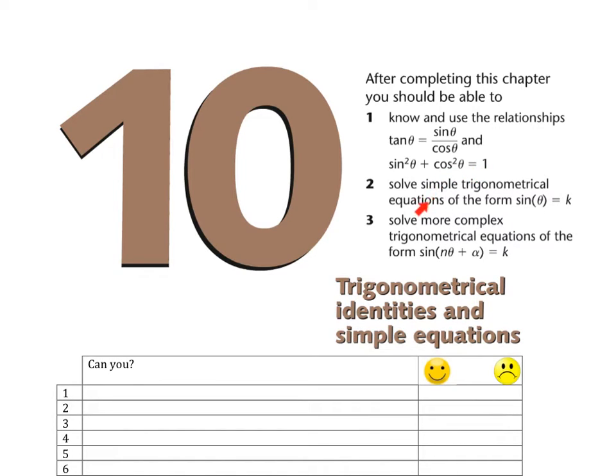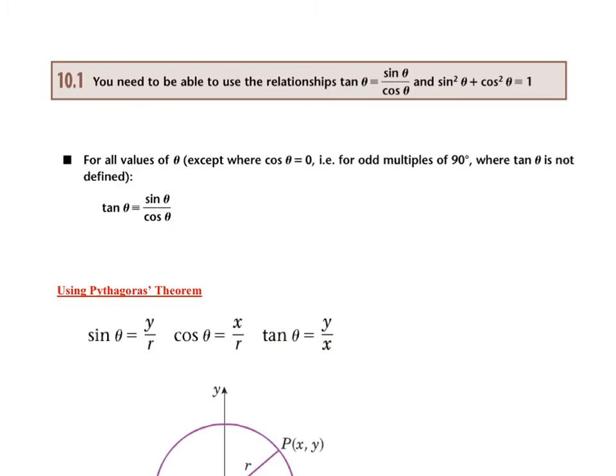We'll also go on and involve trig equations, and that follows on from chapter 8, and then some more complex trig equations where we've got some sort of transformation on the sine, the cos or the tan graph. So starting with the unit circle and some identities that we're going to come across.